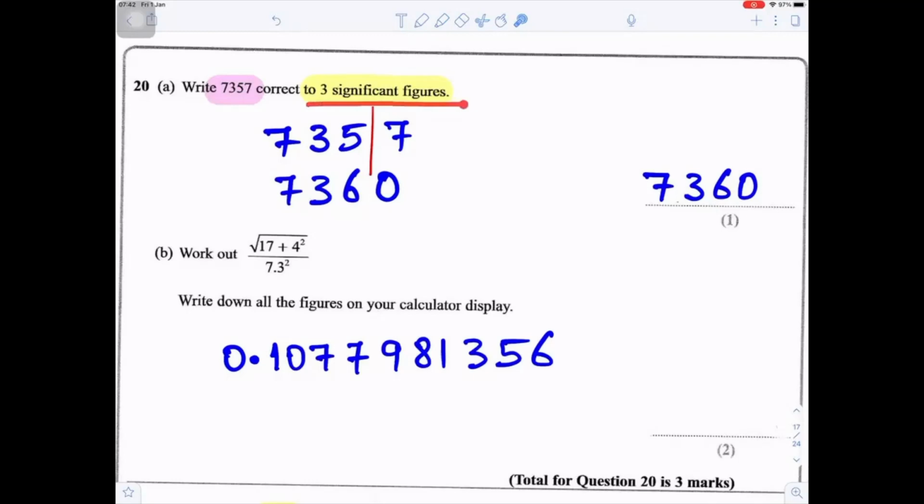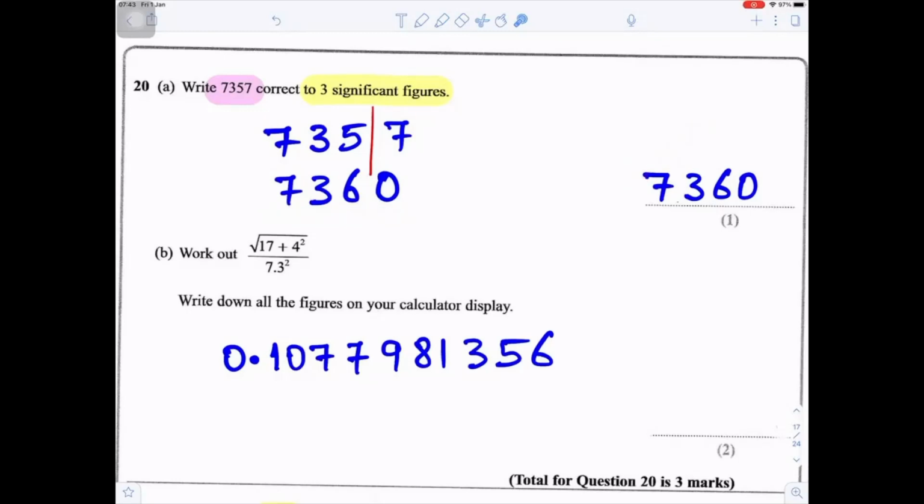Write 7357 correct to 3 significant figures. 3 significant figures means the first 3 numbers and the rest are 0. So look at the first 3 numbers, 735, you put a line, and you look at the number on the right of that line. The number is 7. Is it bigger than 5? Yes. You round it up and add 1 to the number before. So 1 plus 5 gives you 6, and you replace that space with a 0. So it becomes 7360. And that's your answer to 3 significant figures.